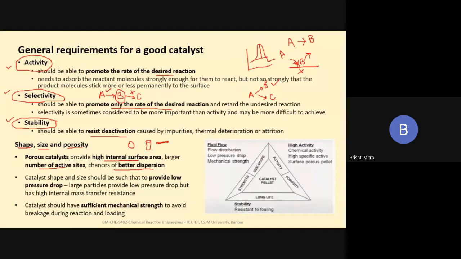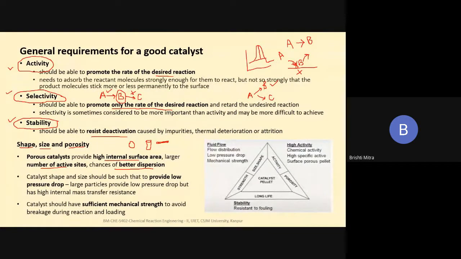So when you have a catalyst which is porous, where gases can go inside, it has a large internal surface area. Porous is essentially, if you remember, I had shown you this picture that if I have a catalyst like this, there will be pores which are inside this catalyst like this. Let us just do this.